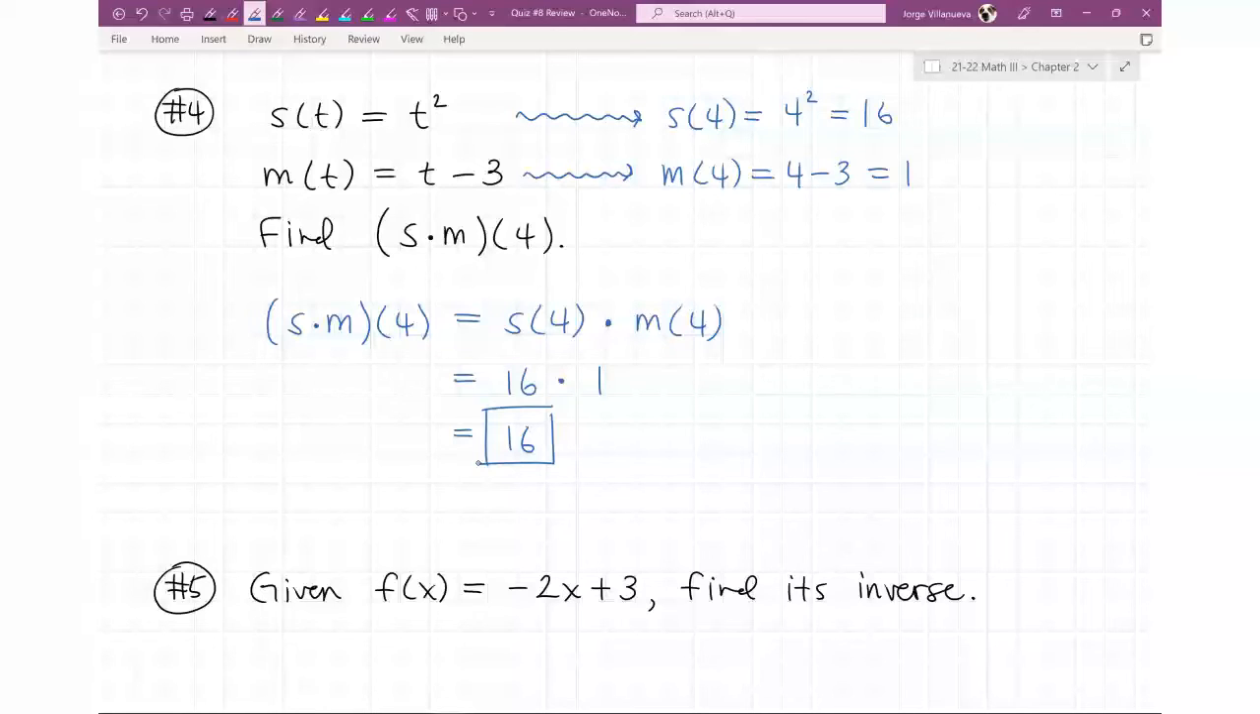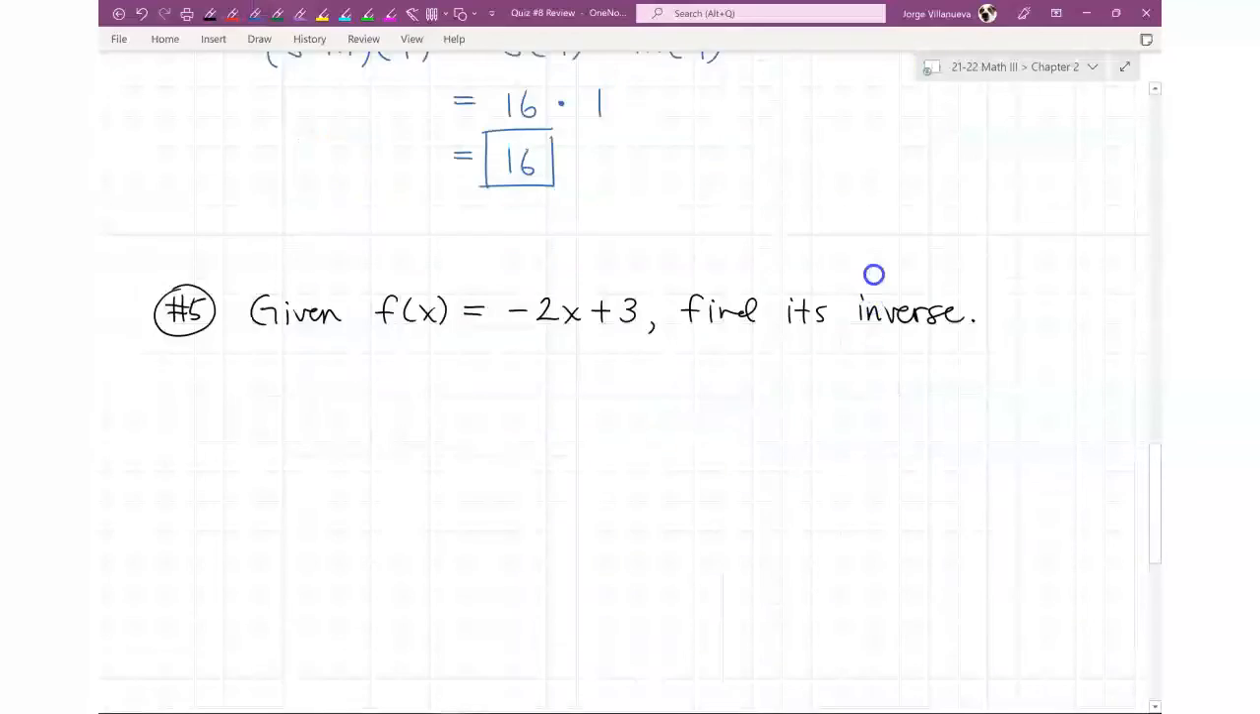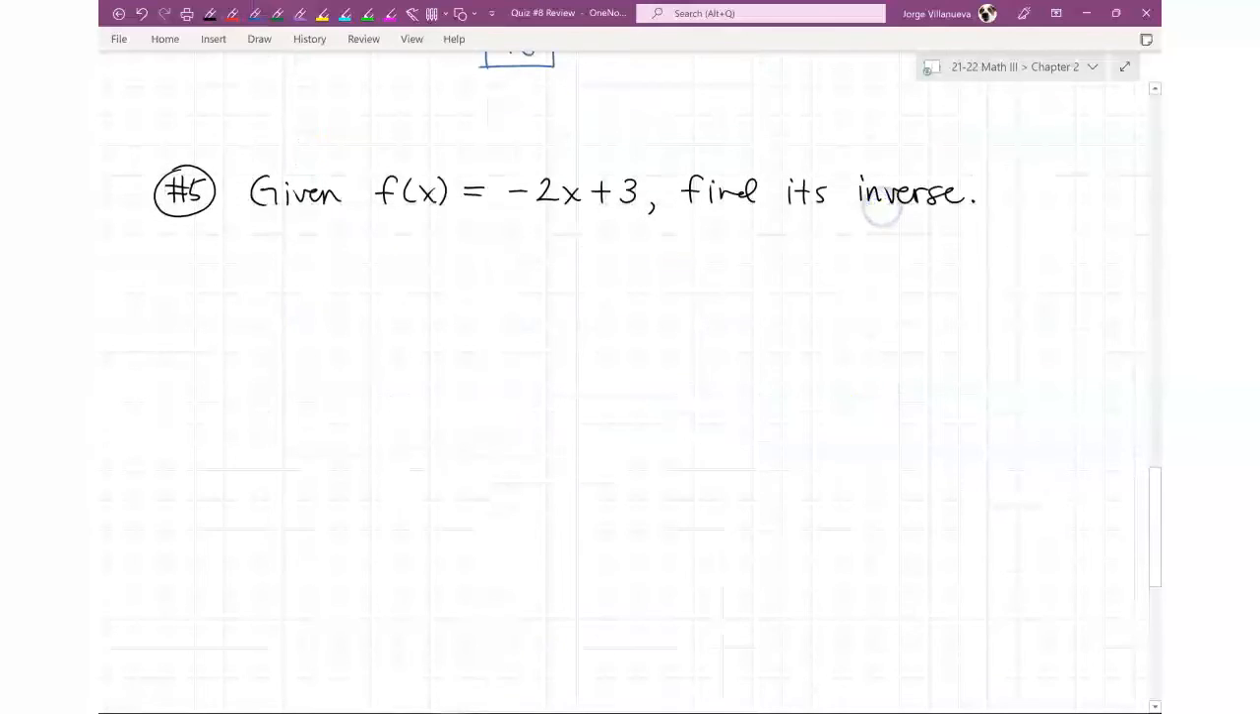All right, question number 5. So given f of x equals negative 2x plus 3, find its inverse. So there's 3 problems like this on your quiz. Okay? So 3 different types. And the answer to this is going to be one that ends up in a big fraction, and then I'm going to show you how to break it apart just in case. All right? So it's a good example. So you can see 2 different ways to write the answer.